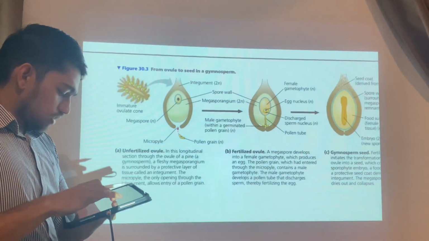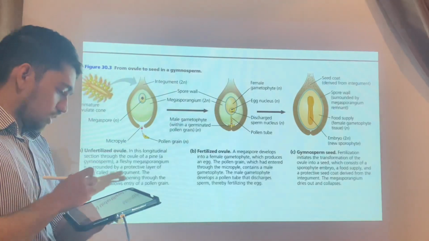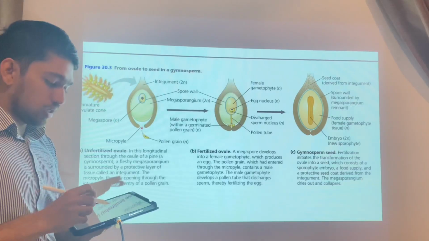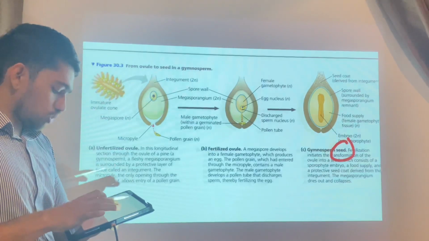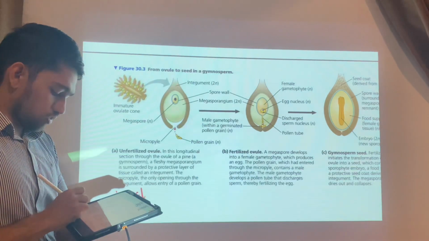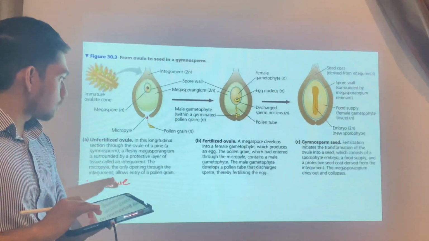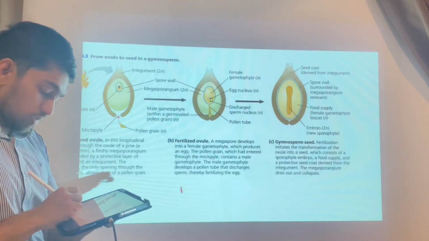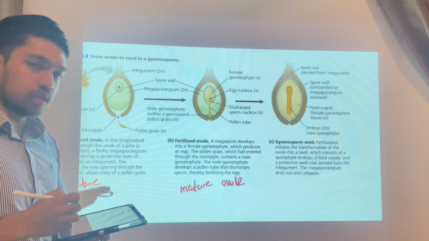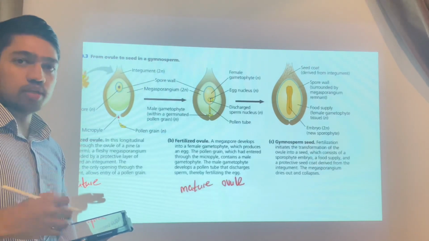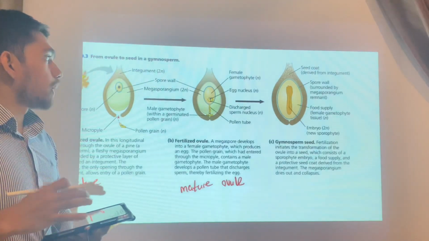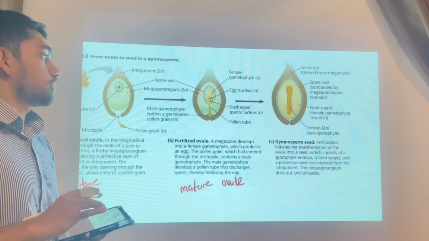This diagram has 3 stages: an unfertilized ovule, the fertilized ovule, and the seed. I'm going to call the unfertilized ovule the immature ovule, and we are going to consider the fertilized ovule as the mature ovule stage. The seed is the dispersal unit that is ready to get dispersed to a suitable habitat and become a new plant, a sporophyte.